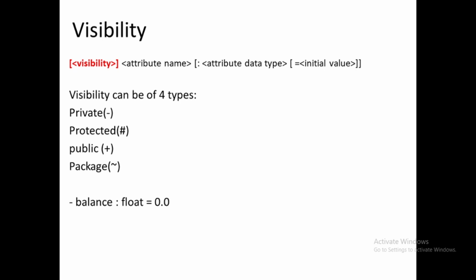So here minus balance colon float is equal to 0.0. It means this is private member. So it cannot be accessed directly by outside members.